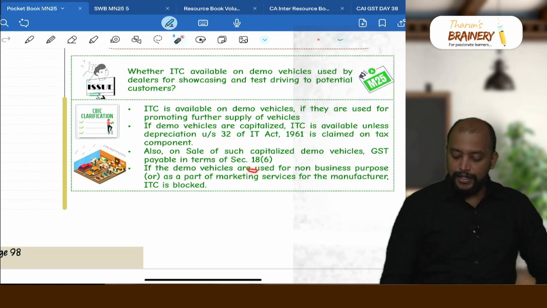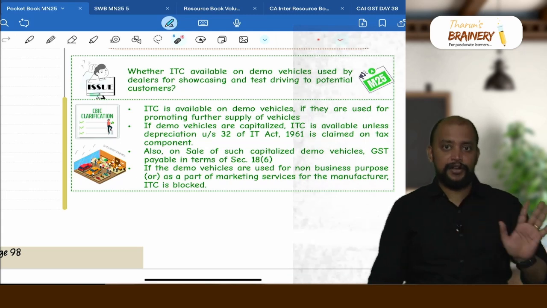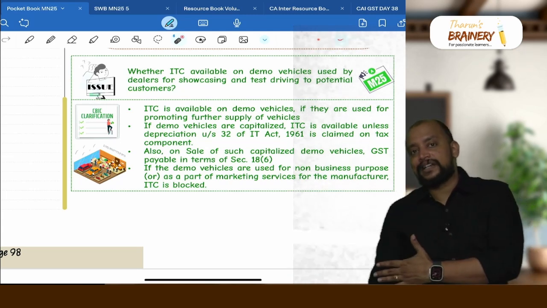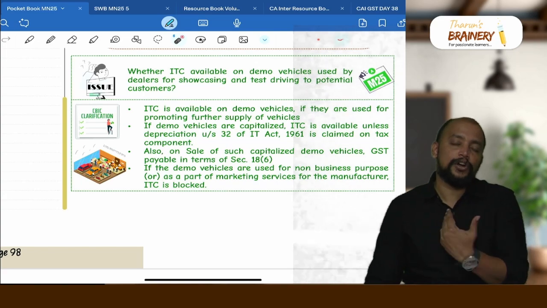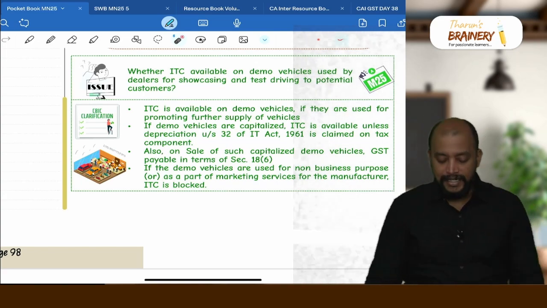So if the demo vehicles are used for non-business purposes or as a part of marketing services for the manufacturer, ITC is blocked. They cannot take ITC. It should really be given for the trial. It should not be used for marketing purposes or by the owner, that is the automobile dealer. It should be used by the customers for trial. Then only ITC is available.